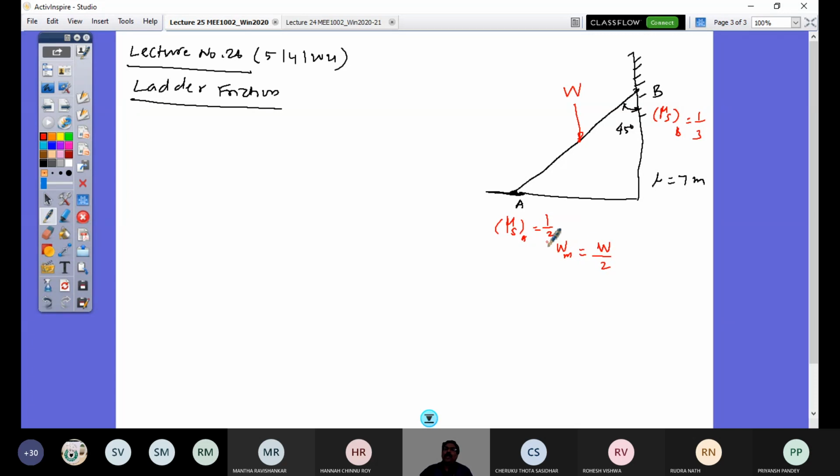So now you have to find out whether he is able to climb up the ladder. Let us initially consider that the man climbs up to some distance, say X, from here. This distance is X. Let us say he is situated there, and the weight of the person is W/2. So with this configuration, we will draw the free body diagram and solve the problem.